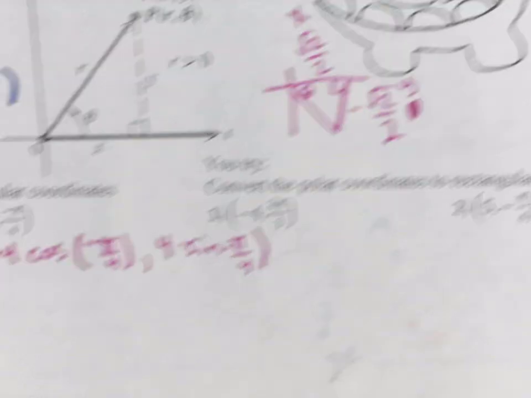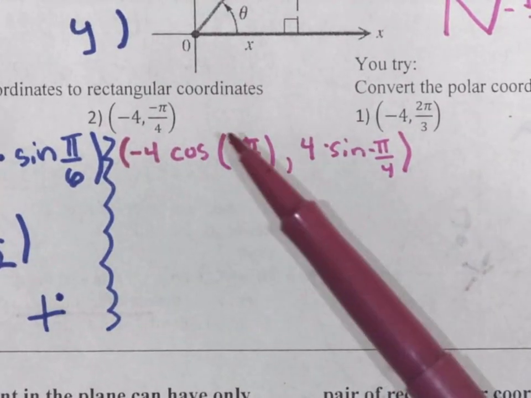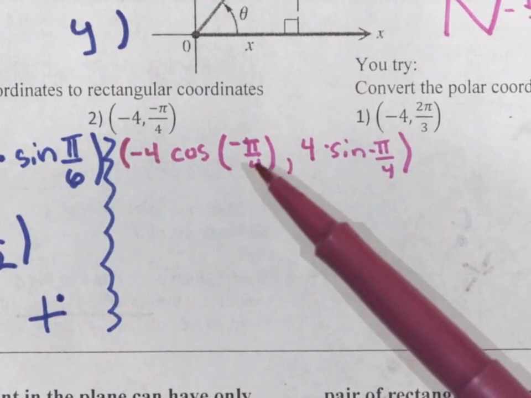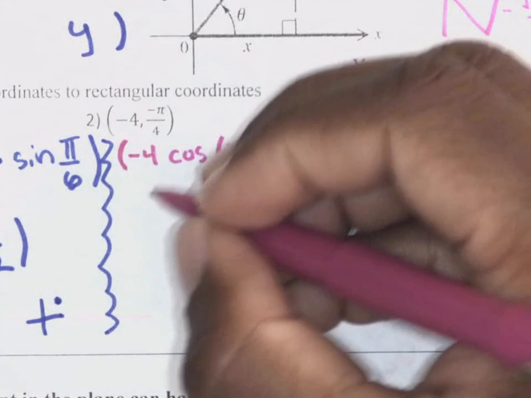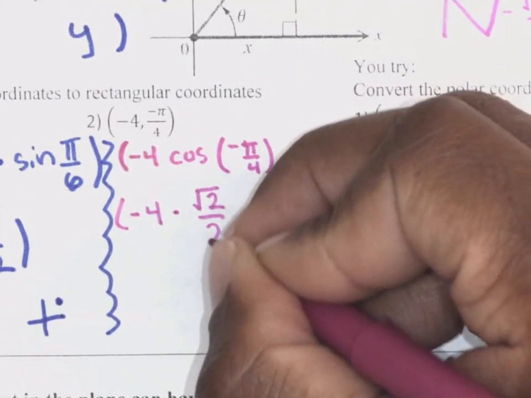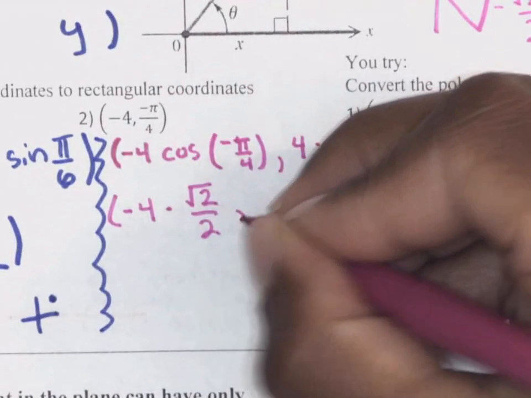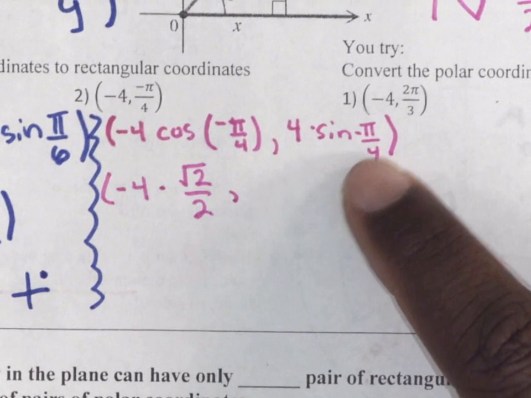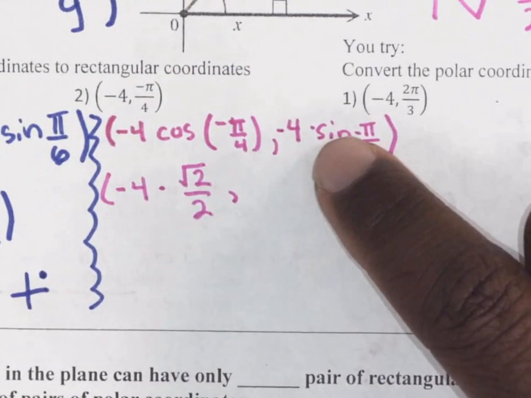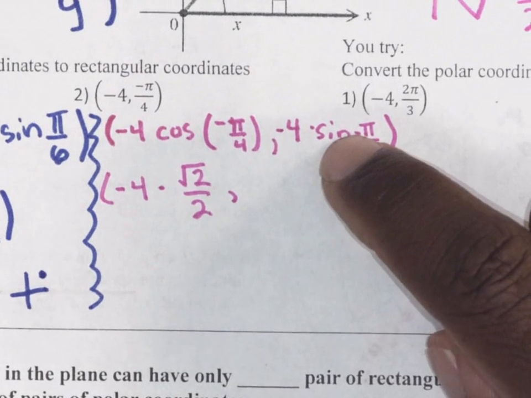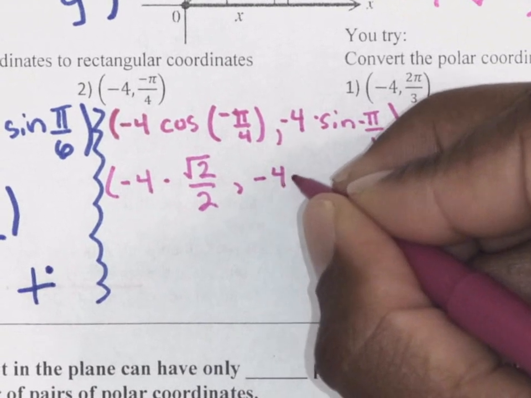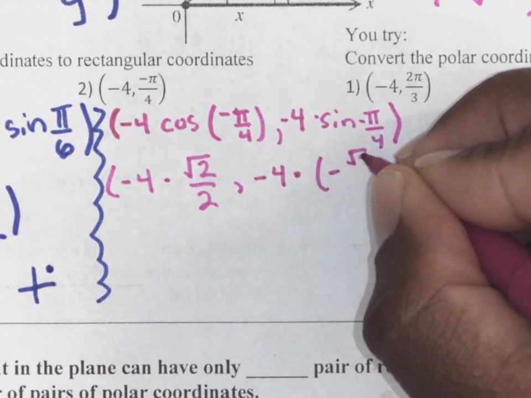You could also use even and odd functions. Since cosine is even, this negative sign doesn't even matter. So I could do just cosine of 45, which would still be root 2 over 2. So negative 4 times root 2 over 2 is going to give me the x-coordinate. And since sine is an odd function, I could take this negative out and make the whole function negative, and I would still get the same value. That's what the odd function does. But since we're at this point, I'll go ahead and do negative 4 times negative root 2 over 2.